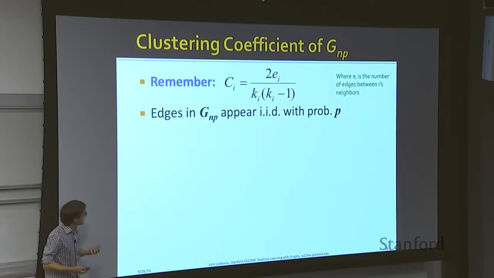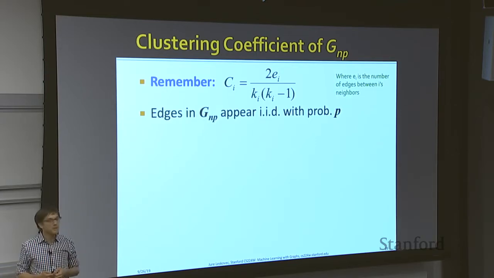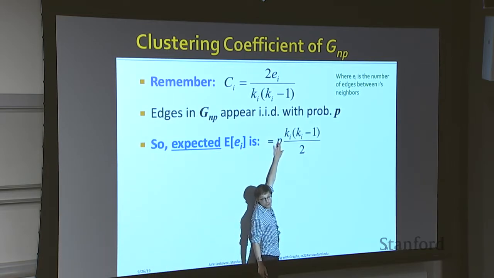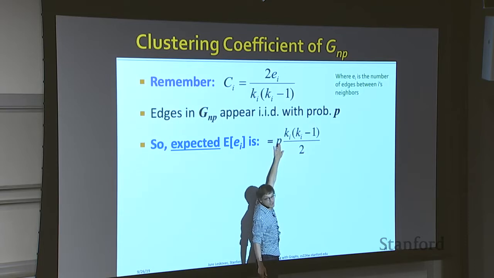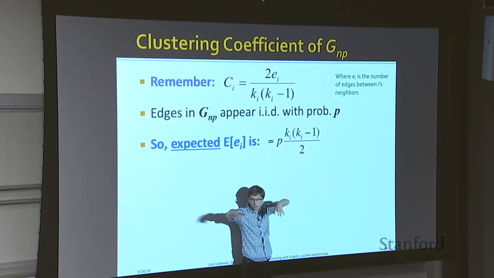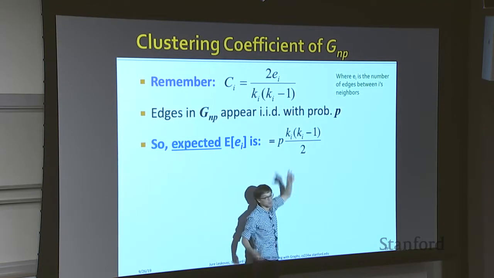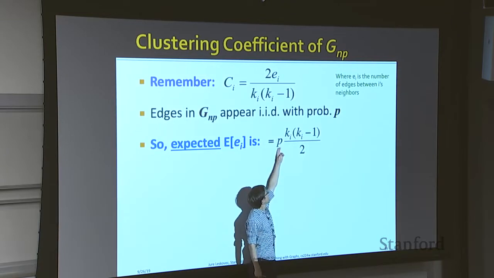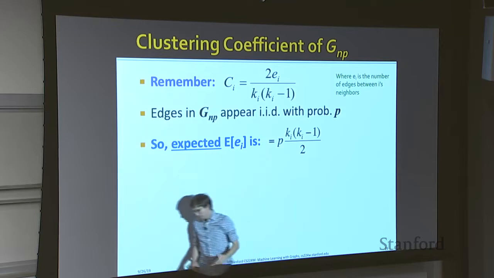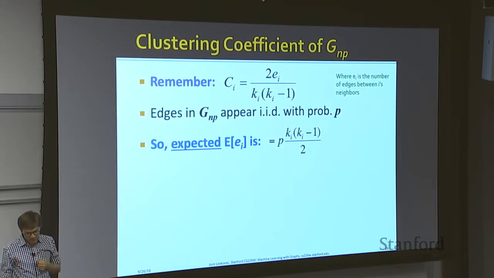So how do I do this? Basically, I ask, what is the expected number of edges between k people? The possible number of edges is k choose 2, which is k times k minus 1 divided by 2, where k is the degree of the center node. So there are k choose 2 ways to select pairs. This is the total number of edges possible between k friends, and each of them happens with probability p. So the expected number of edges between them is p times k choose 2, where k is the degree of the node, right?